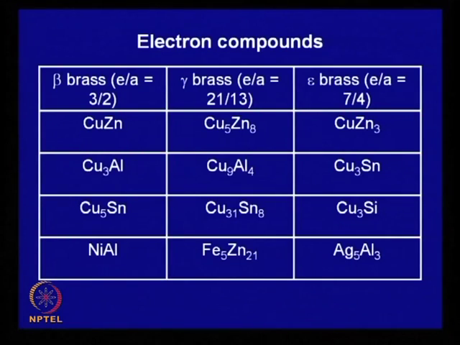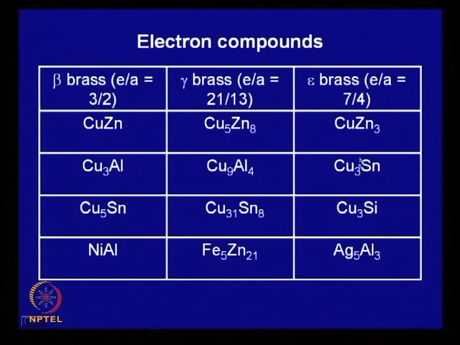In the same way you find the gamma brass type of structure. Gamma brass is Cu5Zn8. If you calculate the electron to atom ratio, it comes out to be 21/13, and you get a similar ratio in several other cases. They all belong to the class called gamma brass type of structure, which you get at a particular electron to atom ratio. Likewise, you have another called the epsilon brass type of structure. This E by A ratio is 7 by 3.